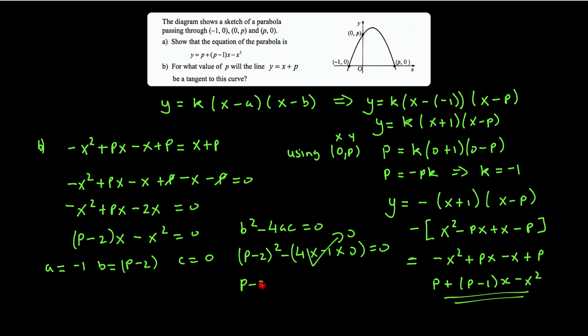And that should equal 0, of course. And (p minus 2) all squared is equal to 0. So the value of p that will make y equals x plus p a tangent to the curve is p is equal to 2. That would be my final answer.